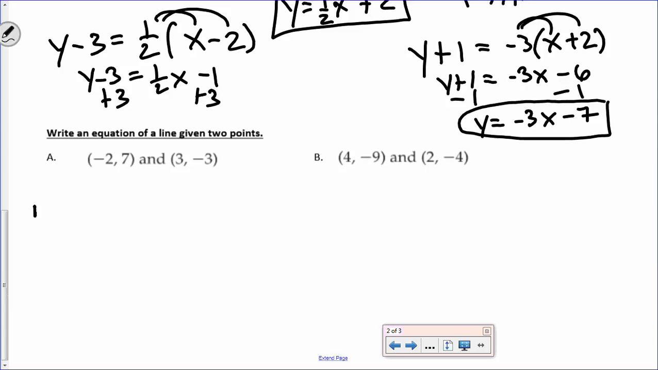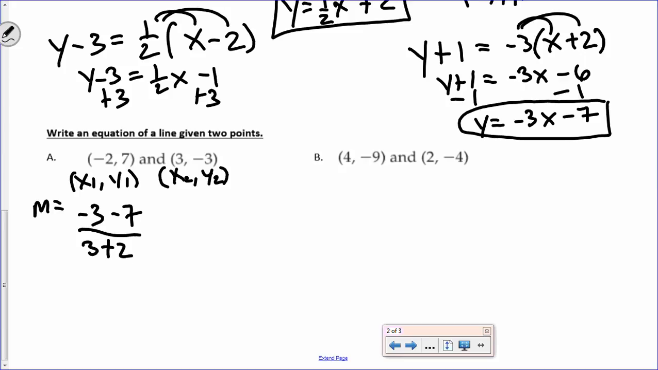Again, the first thing to do is to find the slope. So label yourself x2, y2, x1, y1. y2 negative 3 minus 7, minus y1, over x2 3 minus negative 2, so plus 2. That's going to be equal to negative 10 over 5. So the slope equals negative 2. Now we've got a slope, and we've got 2 points. We can choose one of them.